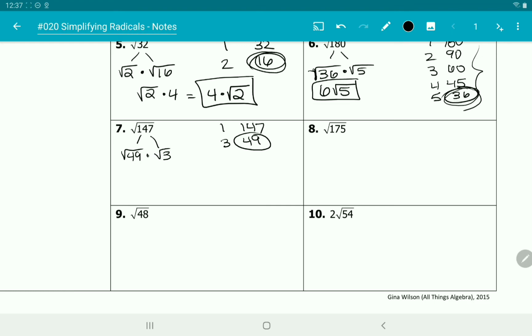Okay, because 147 is the same as 49 times 3, so you can split that up, showing that the radical 147 is equal to radical 49 times radical 3. Okay, square root of 49 is 7 times the square root of 3. Okay, and just leave it like that.